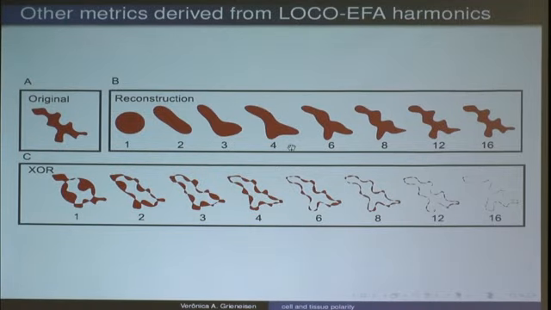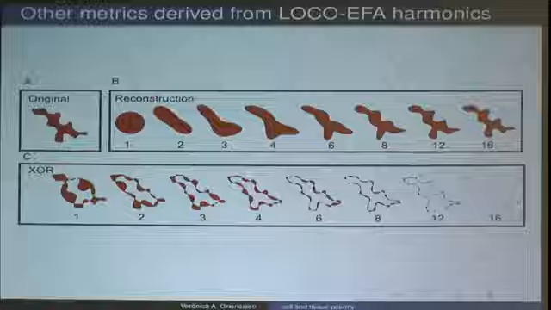Okay, another way we can start looking at these things is, again, this is our original shape. This is how we would do it by reconstruction through the local FA. Now we can ask the question: if I truncate it at 1 and look at the difference, how well is just the first harmonic able to describe the shape? So we take the difference between this shape and that shape, the area difference. We see it's very bad, right? So we have a big discrepancy.